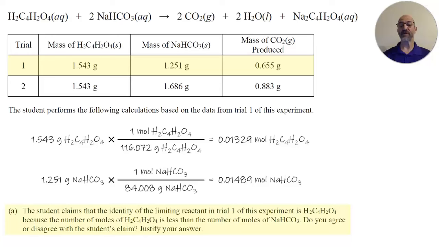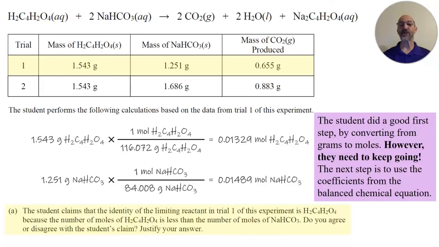So what did they do? They converted grams to moles. Did they use the coefficients from the balanced chemical equation in their analysis of the limiting reactant? And the answer is no. So the student did a good first step by converting from grams to moles. However, they need to keep going. The next step is to use the coefficients from the balanced chemical equation. So we are setting ourselves up for determining the theoretical yield by going from each reactant into product.